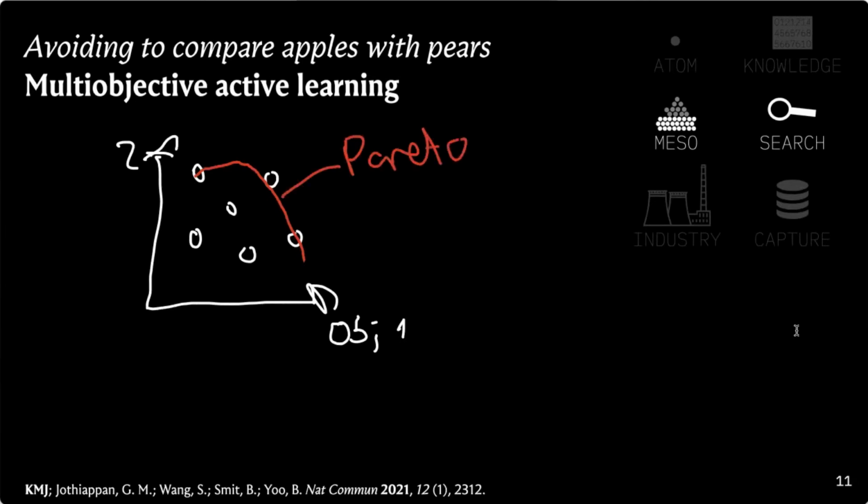And you can see mathematically that if you just mix those two objectives in some way, you often won't find all the solutions. So if you just start a screening, the best thing you can do, if you don't know what the most important objective is, is to find all the ones that are here on this red line.